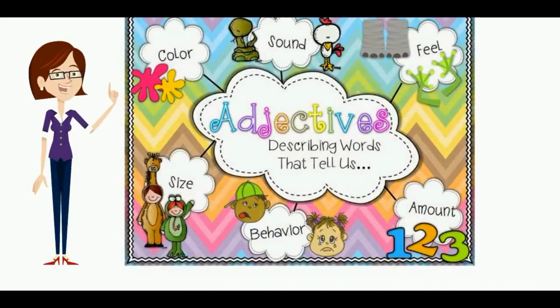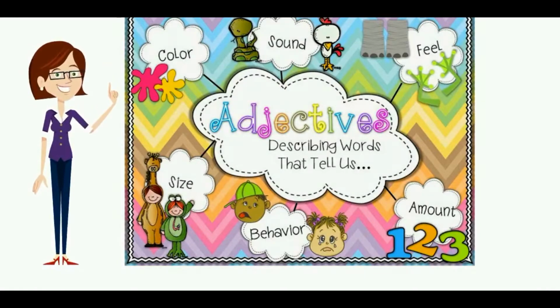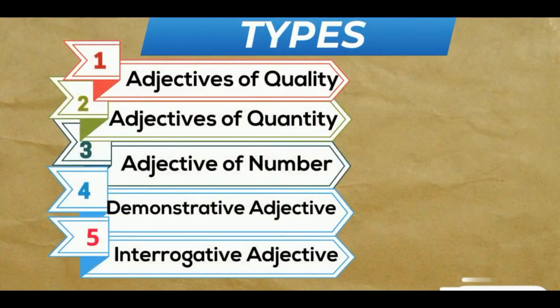So, adjectives are describing words that tell us about color, sound, feel, amount, behavior and size. Types of adjectives: adjectives of quality, adjectives of quantity, adjectives of number, demonstrative adjectives and interrogative adjectives.